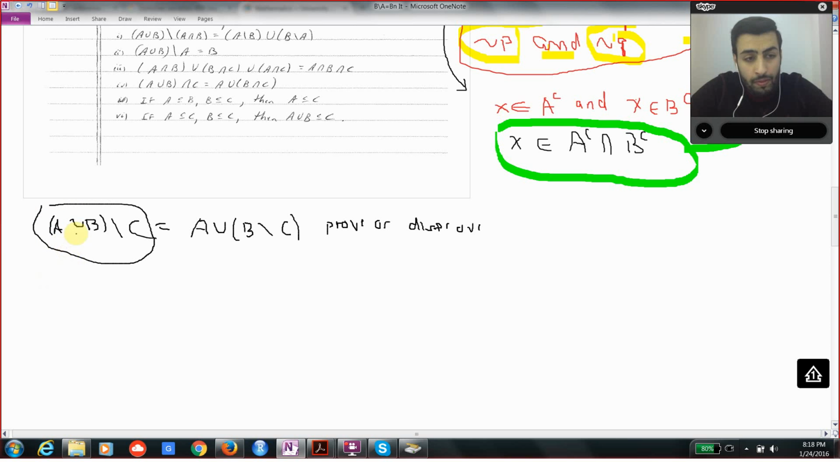So the first thing I'm going to do is I'm going to rewrite this. I'm going to say that A union B is equal to A union B intersection C complement, right? Okay, so this little c now means complement. C is a set and c is a symbol for complement, right? Okay.